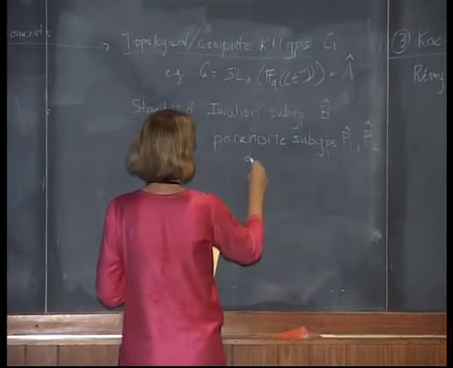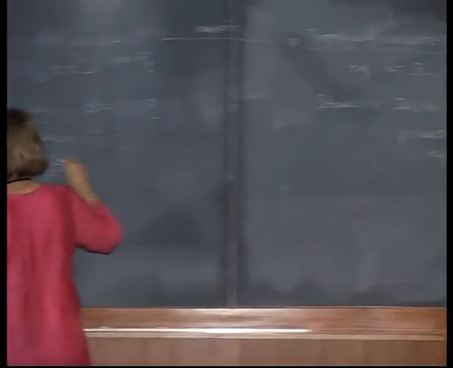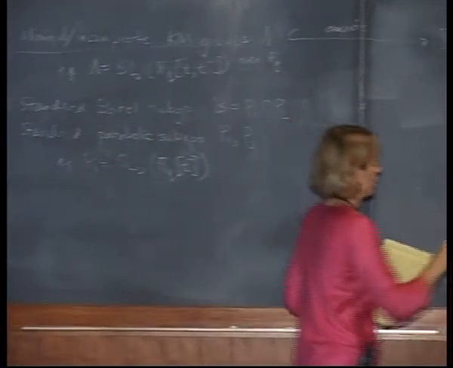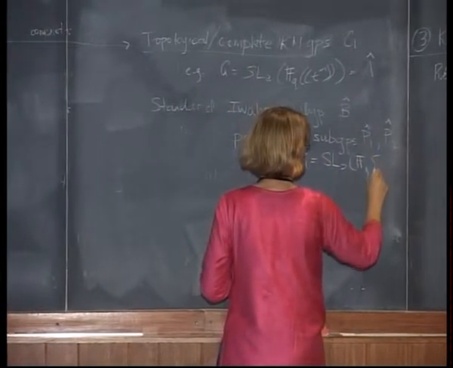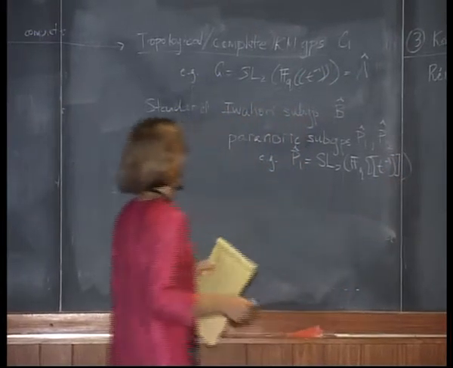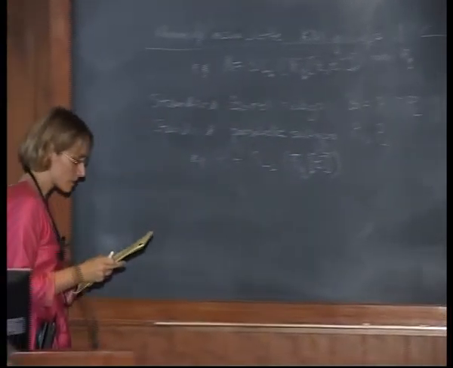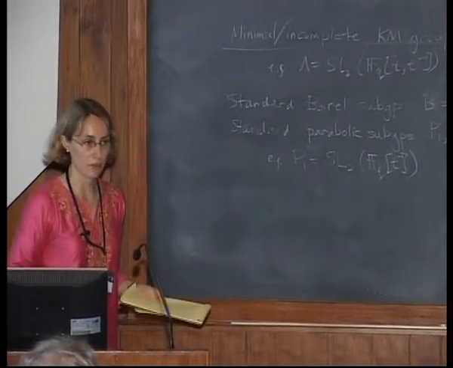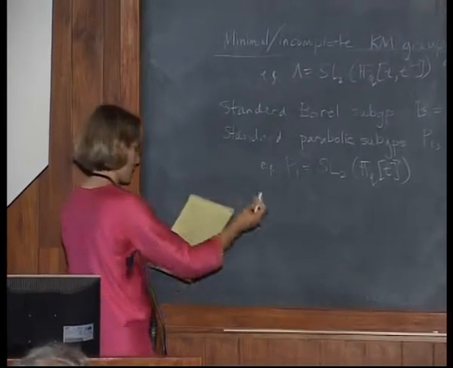So, for example, P1 hat, I'll do it T inverse. Okay. Now, once we have these groups, we can build a tree out of them. This is how the Bruhat-Tits tree for this is constructed.